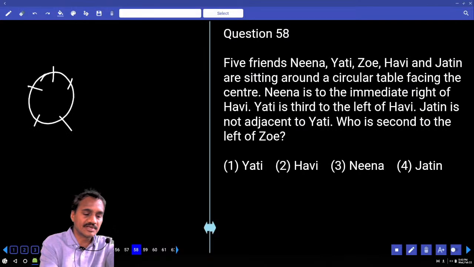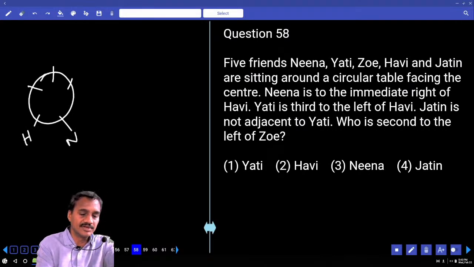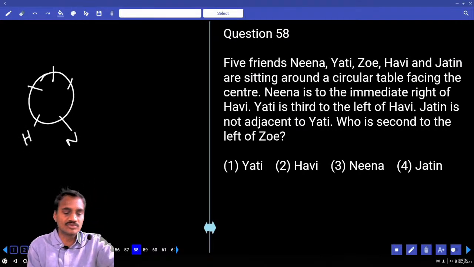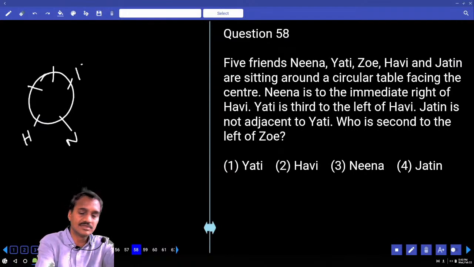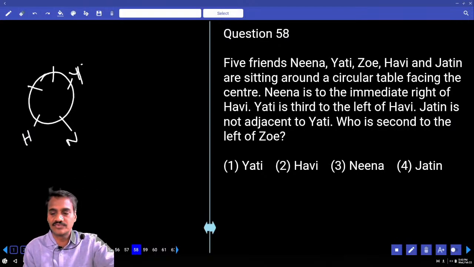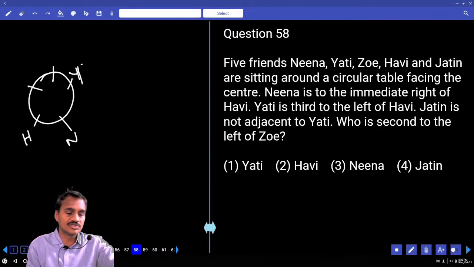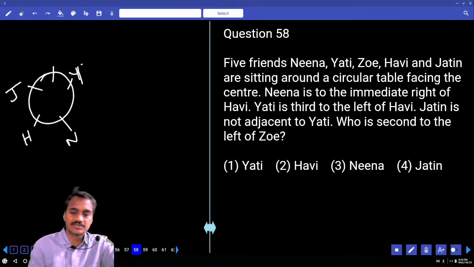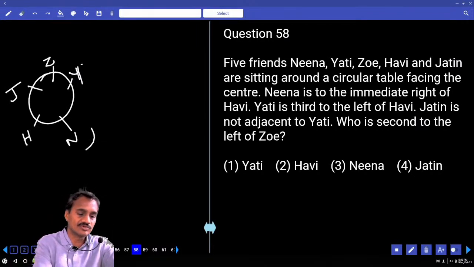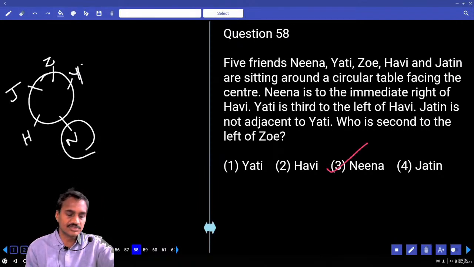Nina is to the immediate right of Havi. Havi is here, Nina is to the immediate right. And Yati is to the left of Havi. Jatini is not adjacent to Yavi, and Jatini is at this place. Then who is the person left over? Joe. Then who is seated second to the left of Joe? That is Nina, that is choice 3, 58.